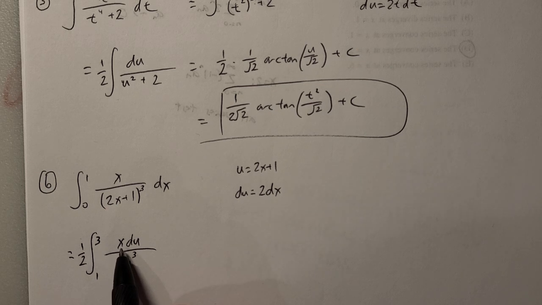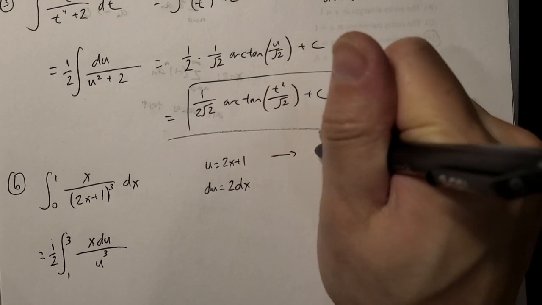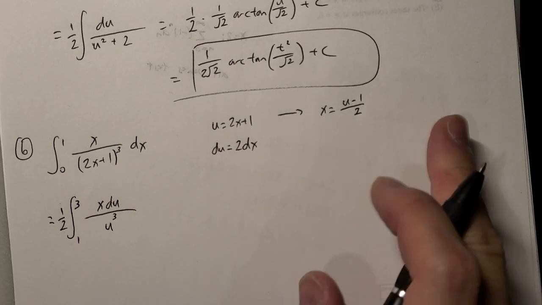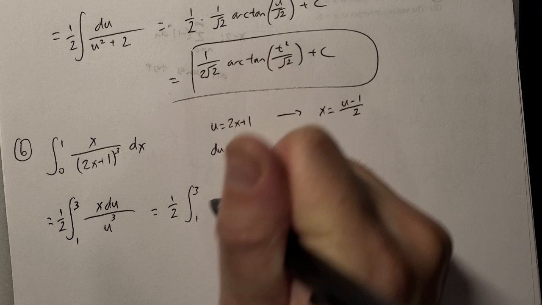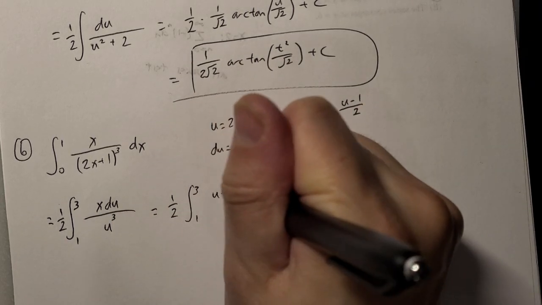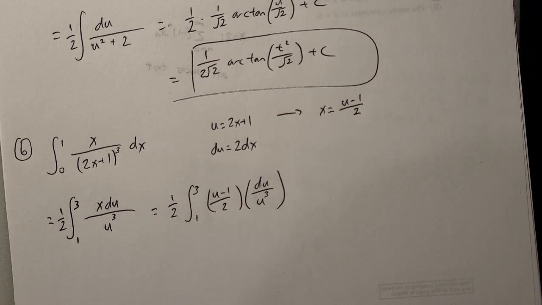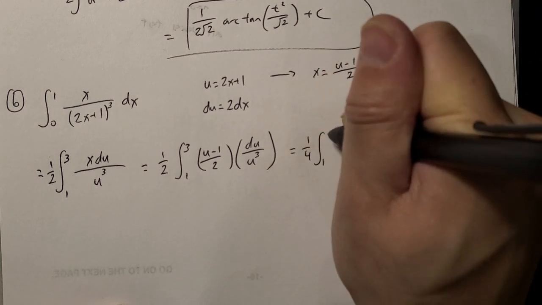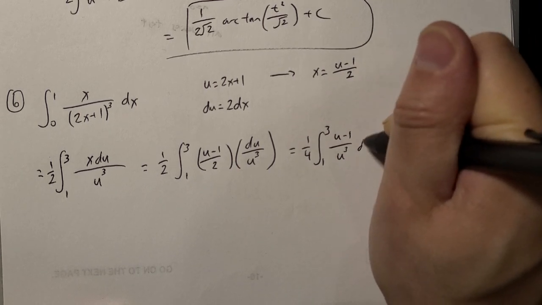So we still have this x in our integral that we want in terms of u. How can we get x? Well, from this definition, we actually can get x. x would be (u minus 1) over 2. So we can write x in terms of u. So it'll be half, integral from 1 to 3. Let me write it like this. The x is, we said, (u minus 1) over 2, and then we still have a du over u cubed. Okay, so this half I can pull out as a constant. So 1/4 integral from 1 to 3 of (u minus 1) over u cubed du.